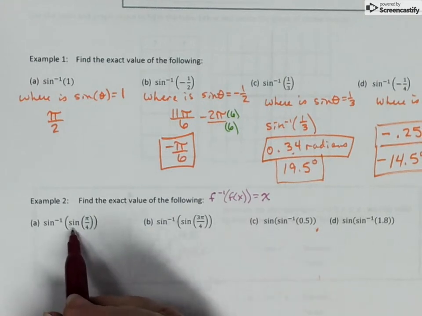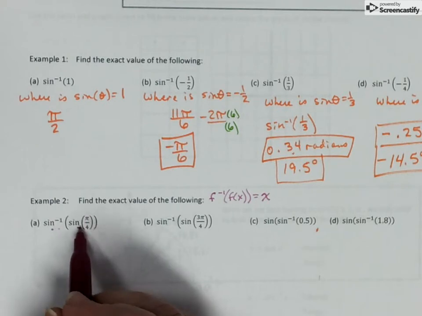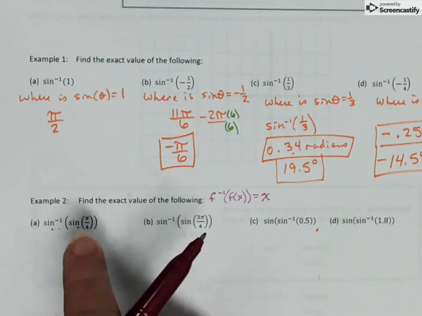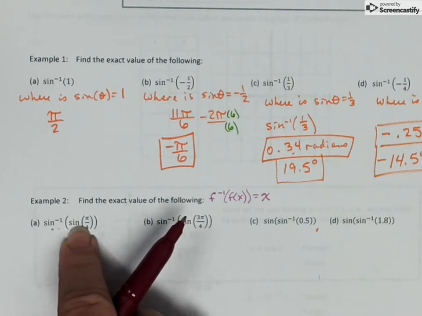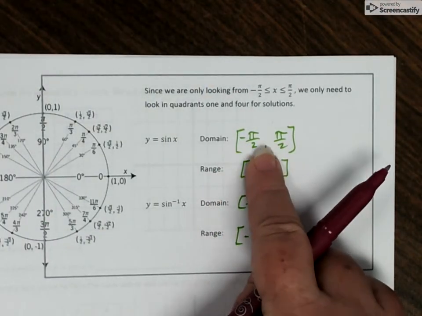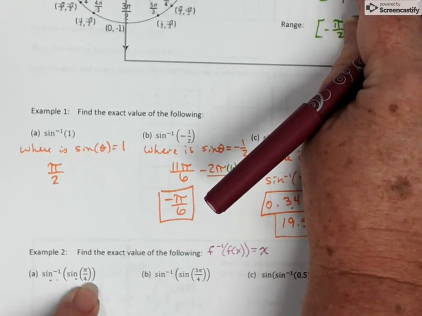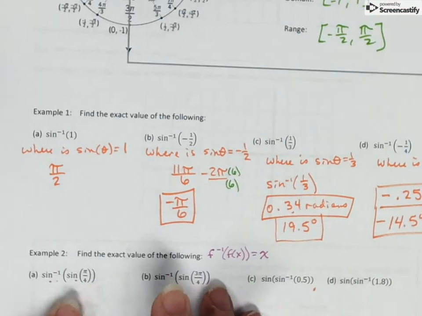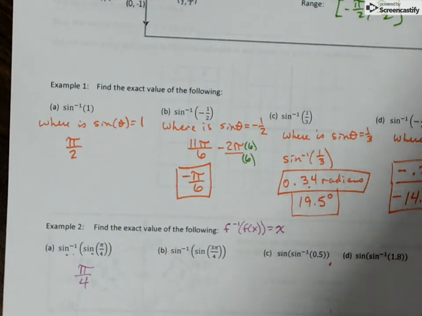Well, let's look at this problem. Whose domain am I going to be checking? Am I going to be checking sine domain or inverse sine domain? Remember, the innermost function, the one that we are plugging in, is the most restrictive domain. So I have to look at the sine function. Let's go back up here to this table. My sine function has a domain of negative pi over 2 to pi over 2. Is pi over 4 in that domain? It certainly is. So since it's in the domain, the functions undo each other, and the answer is just pi over 4.